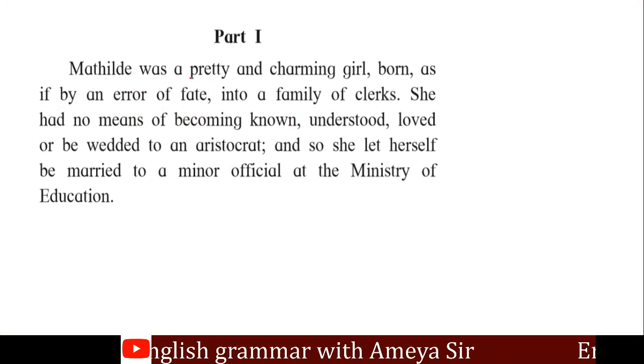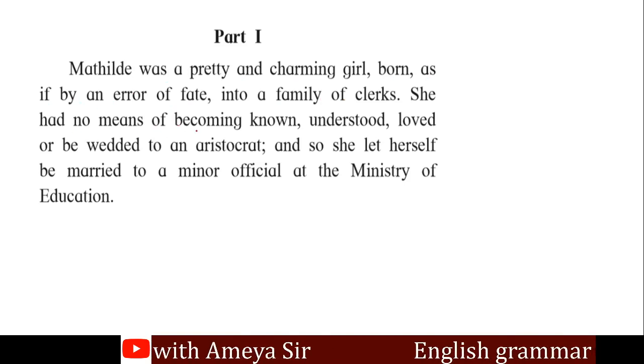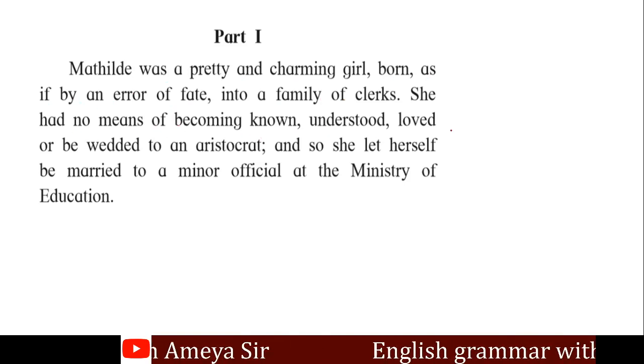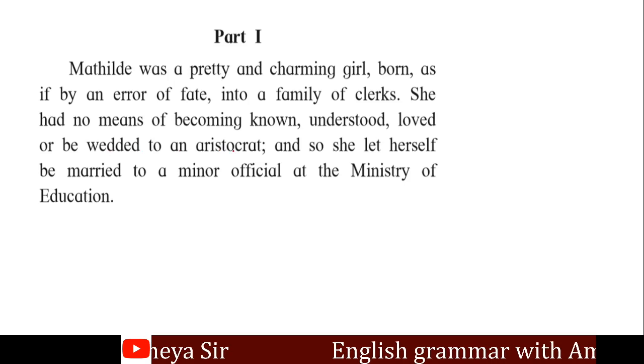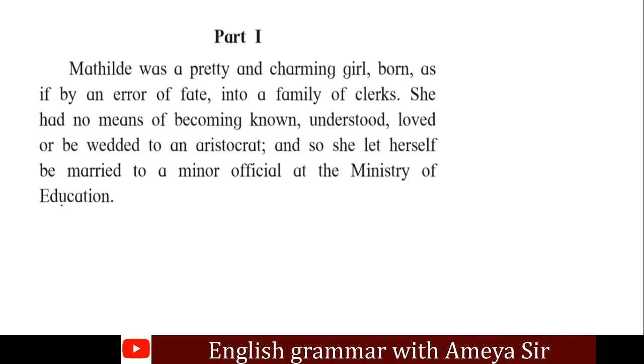Matilda was a pretty and charming girl, born as if by an error of fate into a family of clerks. She had no means of becoming known, understood, loved, or wedded to an aristocrat, and so she let herself be married to a minor official at the Ministry of Education.